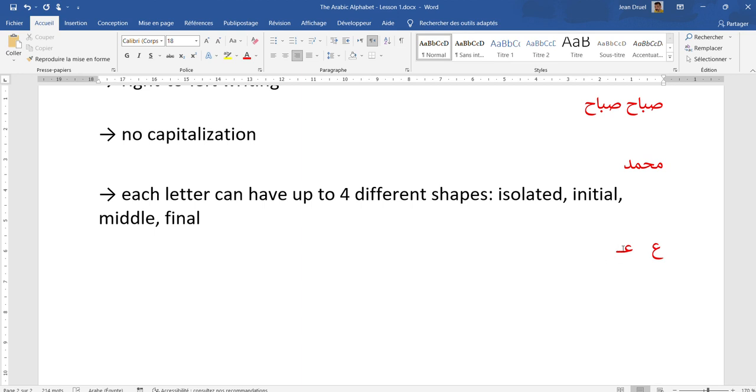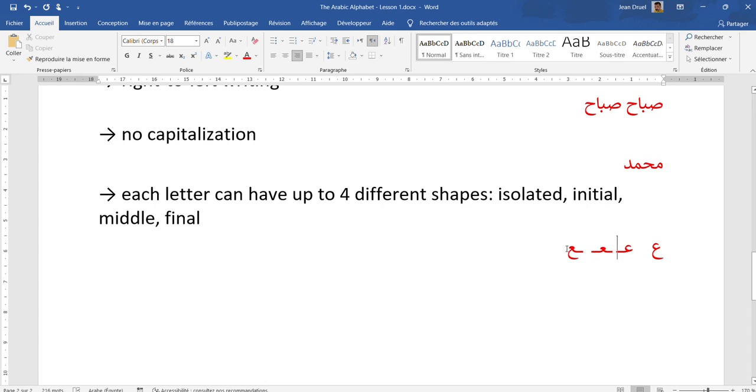Then I can have a middle shape. When the letter is connected both on the right and on the left, what remains is just the head, and here the shape of the head is a bit different from when it was initial or isolated. Then comes the final shape. When that letter is at the end of the word, then it's connected to the right but not to the left. So these are the 4 shapes that typically an Arabic letter would take: isolated, initial, middle, ending.